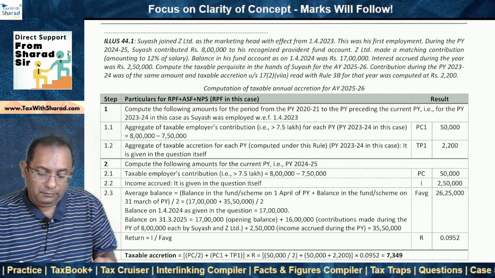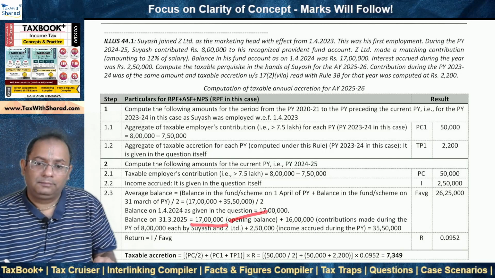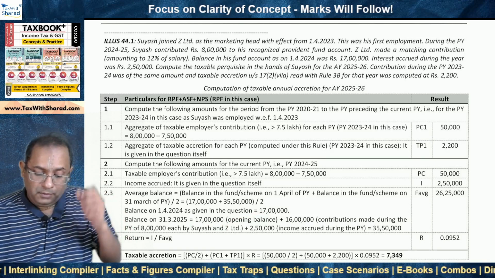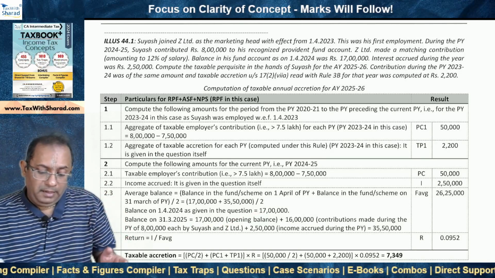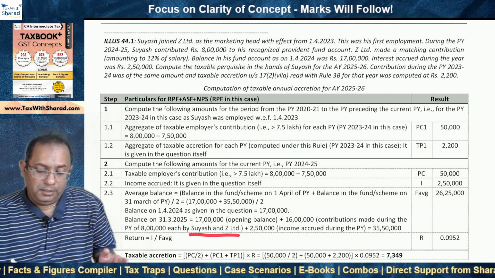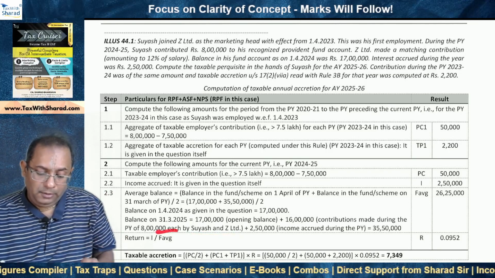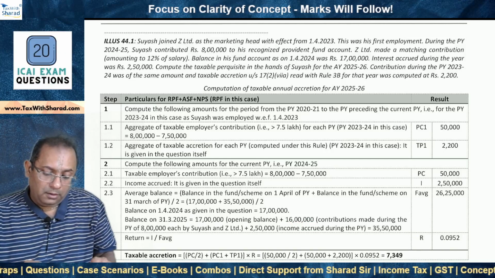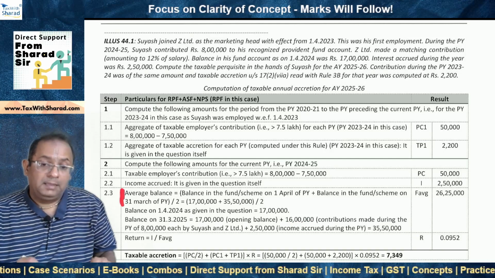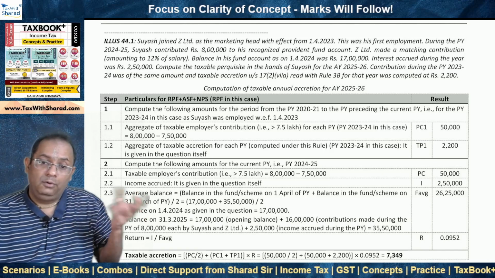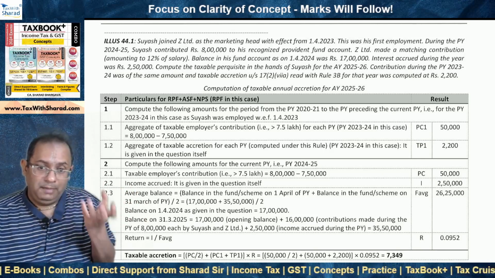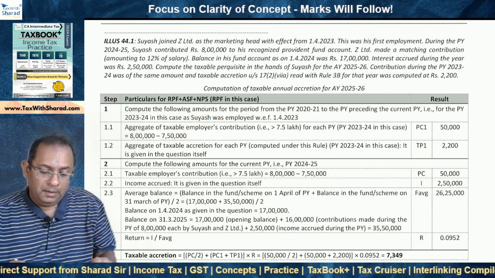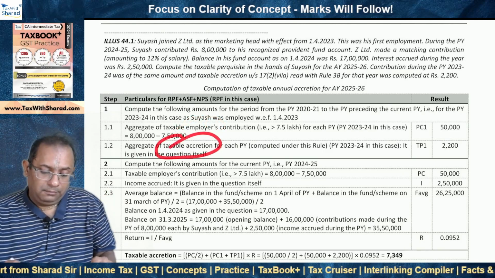It will be what? It will be 17 lakh opening balance. Okay. Then what will be added to the balance? The contribution made by both Suyash and Z Limited of 8 lakh each. So 16 lakh will be added. Here we are talking about the balance in the fund, and the balance in the fund will include both employer and employee's contribution, the balance in the fund. Here it is taxable employer's contribution. Here it is taxable accretion.